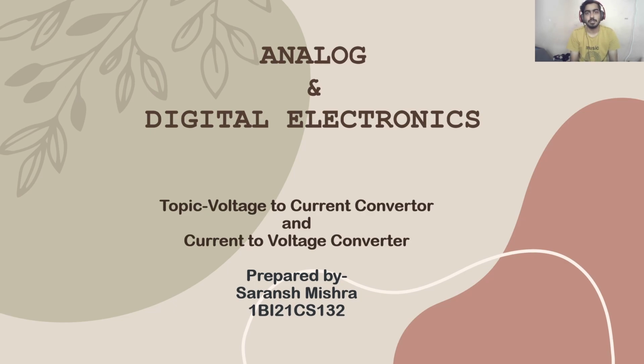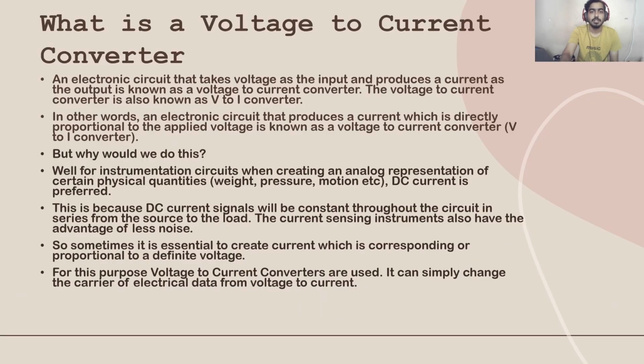Today I'll be giving you a brief presentation on the topic voltage to current converter and current to voltage converter. So what actually is a voltage to current converter? Well, it's an electronic circuit designed to take voltage as an input and produce the corresponding output in the form of current. This voltage to current converter is also known as a VI converter.